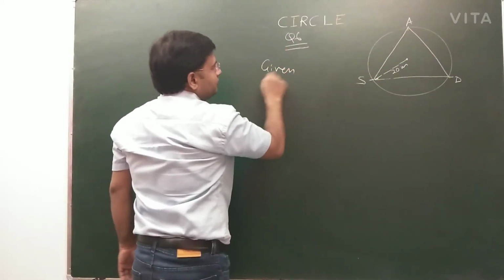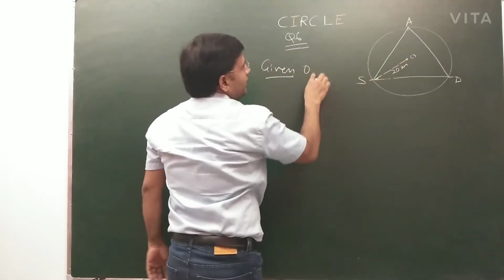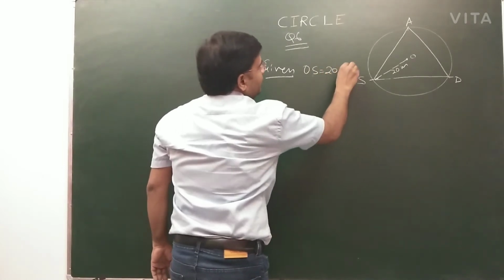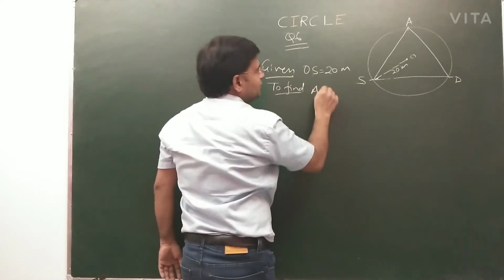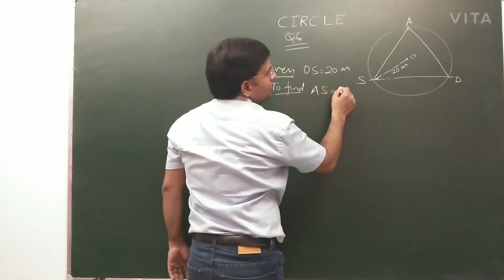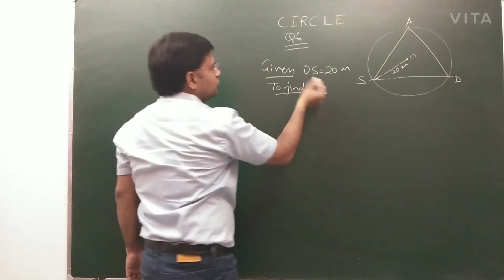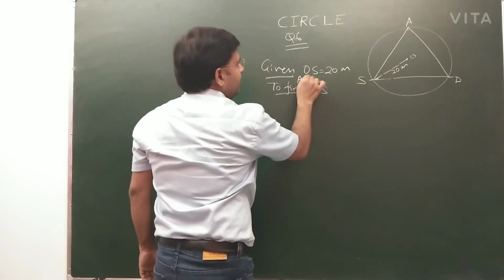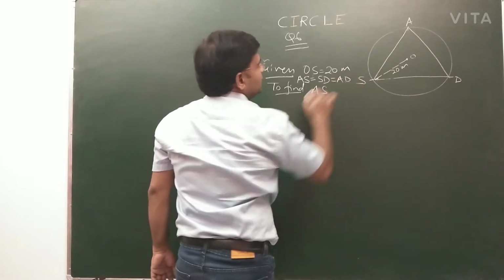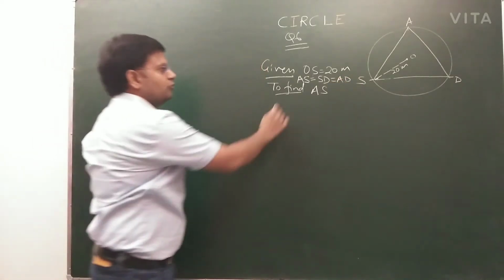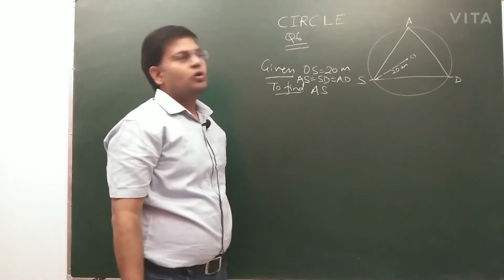So we will write the given: mark this as O. So OS equals 20 meter, given. To find, you have to find AS, or you can say SD, or AD. One more thing, you write AS equals SD equals AD, which is given. So to find, you have to find AS. Once you find AS, you will be able to find the others also, as all sides are equal.